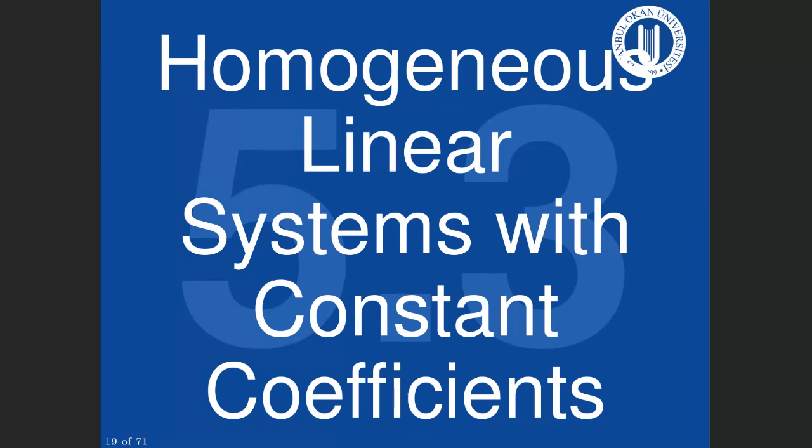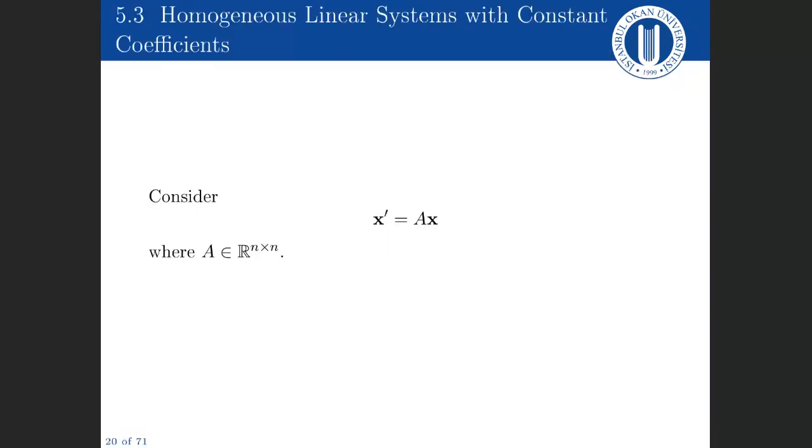Section 5.3 is titled Homogeneous Linear Systems with Constant Coefficients. Now we're going to be looking at the linear system x prime is equal to Ax, where now A is a square n by n constant matrix. It's a matrix where each of the numbers is a real number.